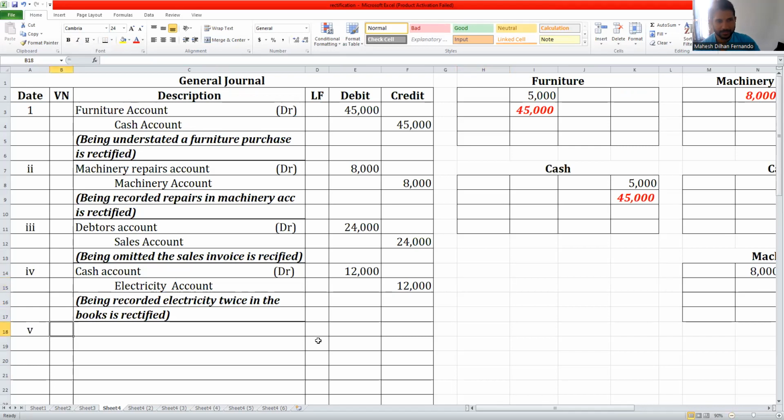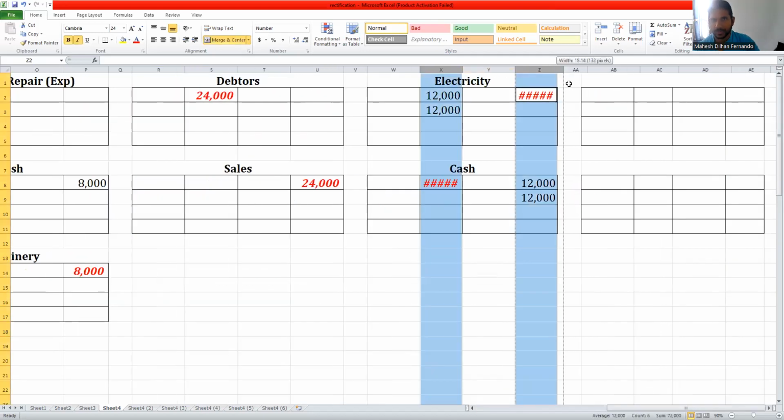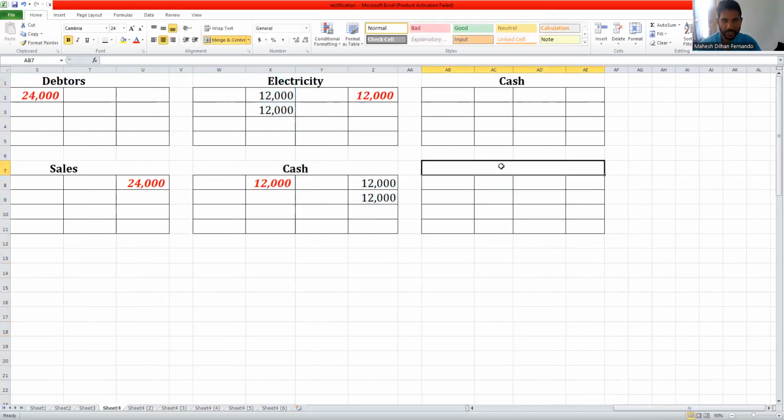Number 5. A cash sale valued 36,000 was recorded as 63,000 in the books. For a cash sale, we need cash and we need sales. Let's record it this way. These are the two accounts we need.